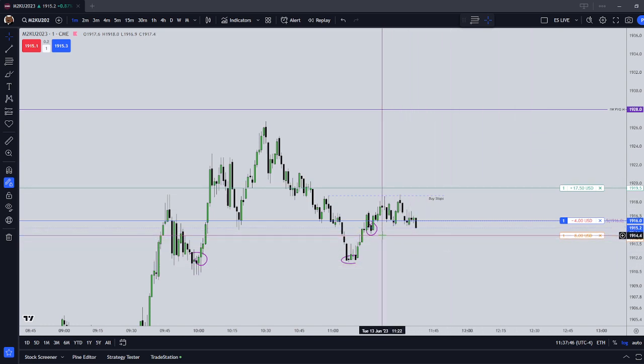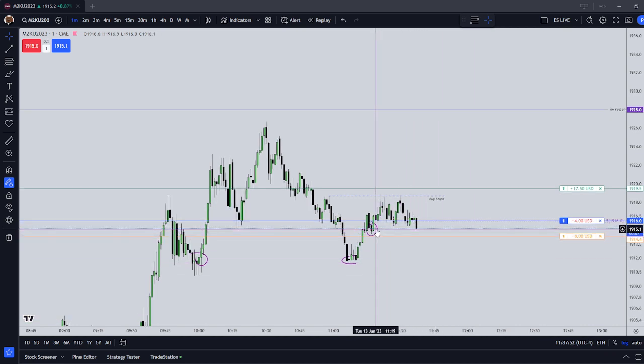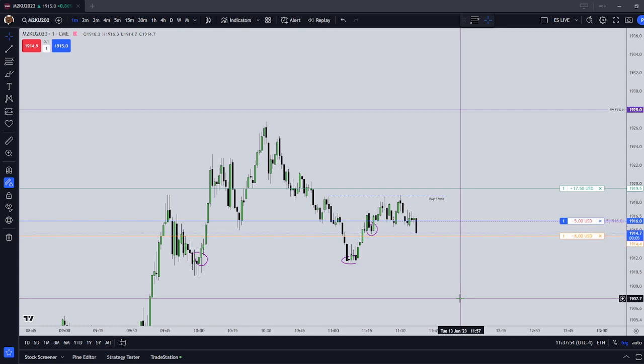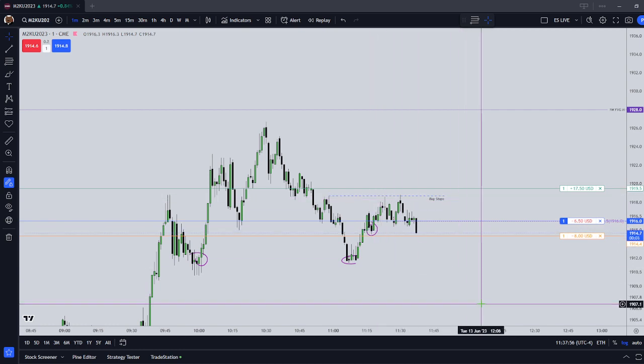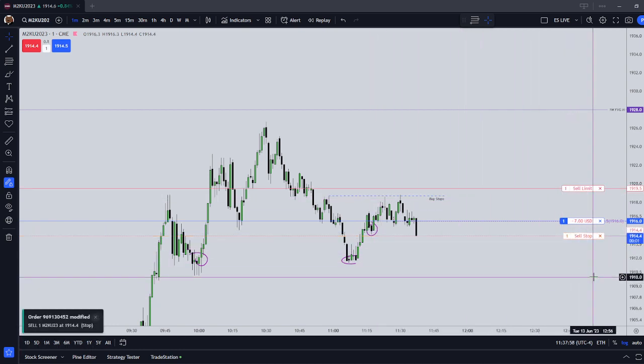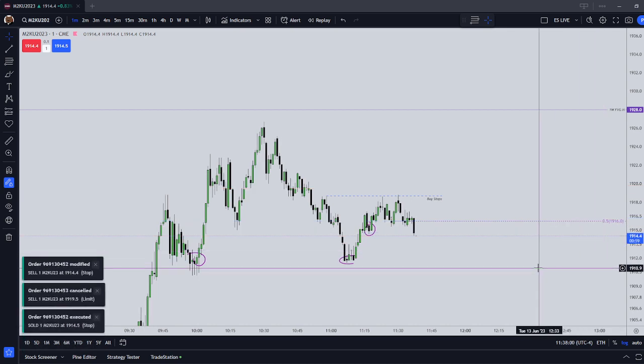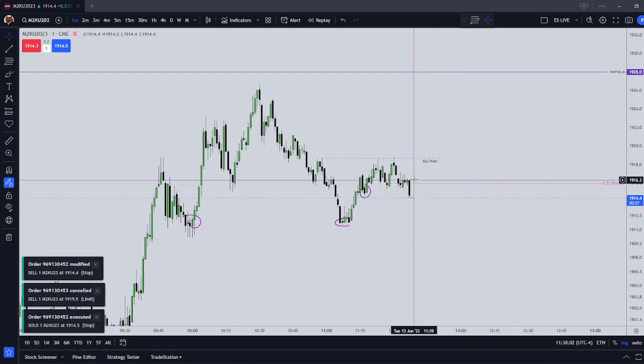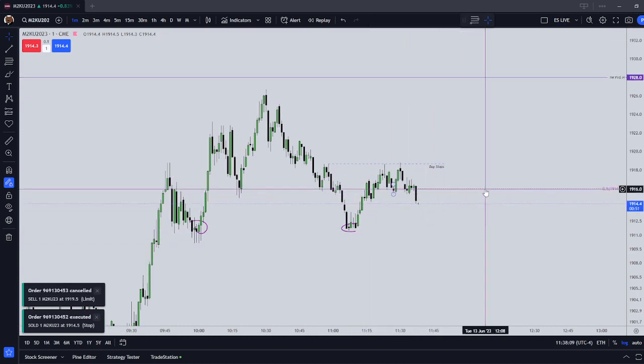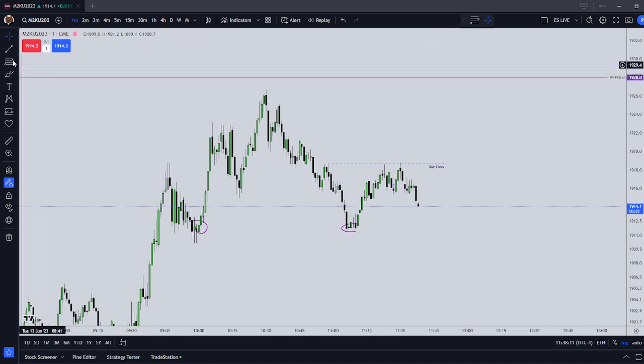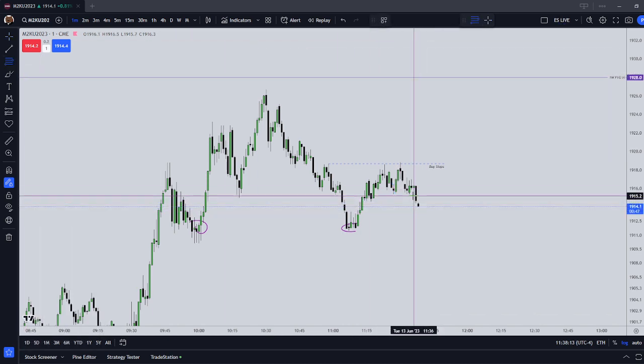So I'm okay if I get stopped out here. I was betting that we'd get a bounce off of one of these two signatures, but it doesn't look like we will. So we are stopped out. And now that we've closed below that little micro range there, now I'm thinking short. So we don't get short at the market, obviously.